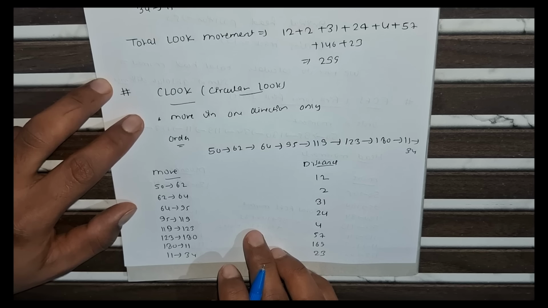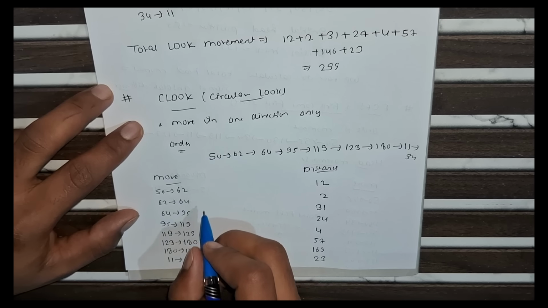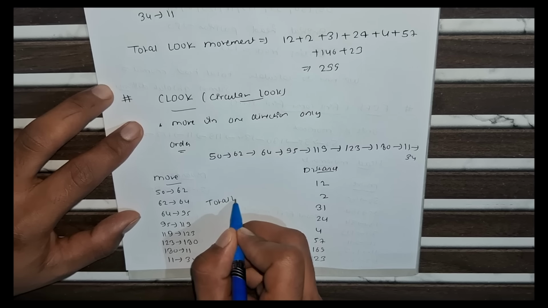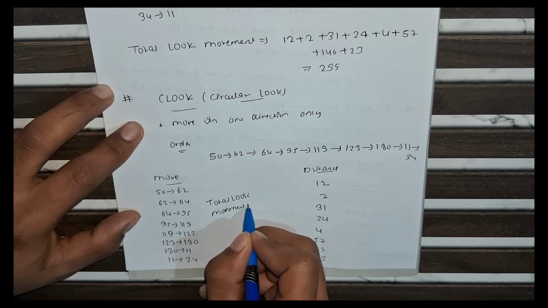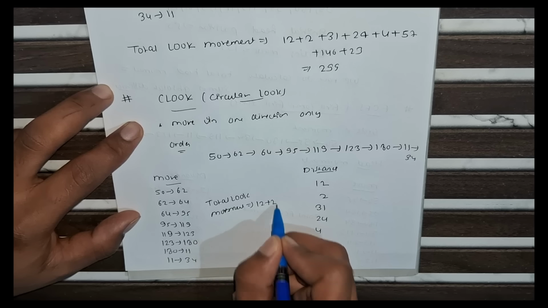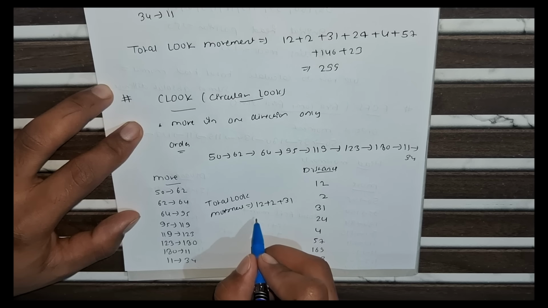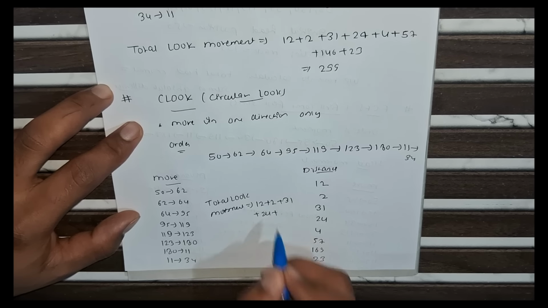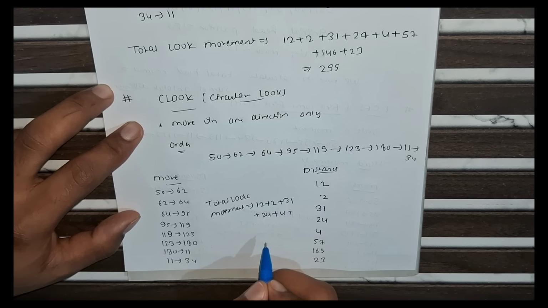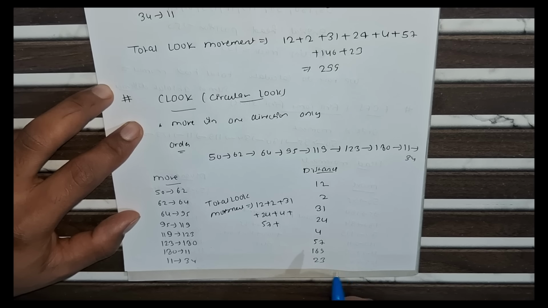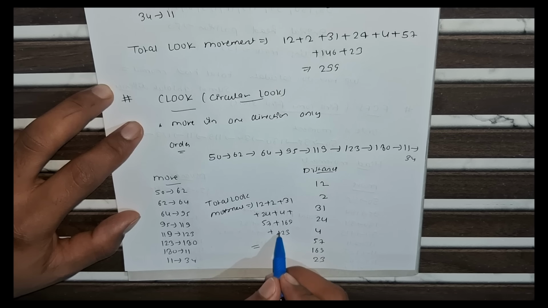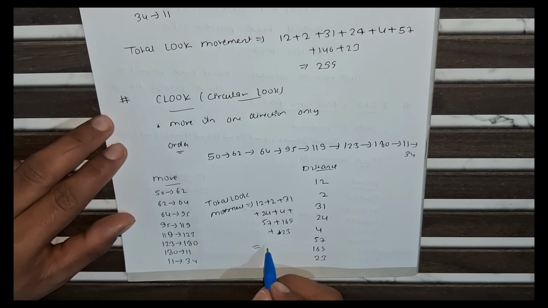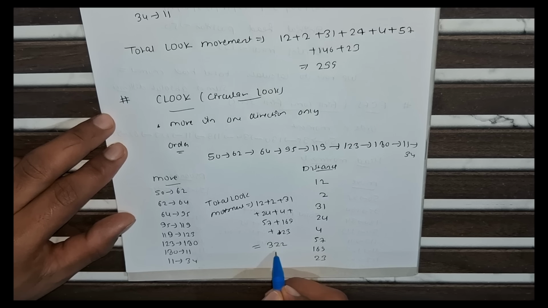Now we have to calculate the total LOOK movement. So total LOOK movement is equal to 12 plus 2 plus 31 plus 24 plus 4 plus 57 plus 169 plus 23. Sorry, this is 23 only. So when you add it, it becomes 322. So this is our total LOOK movement.